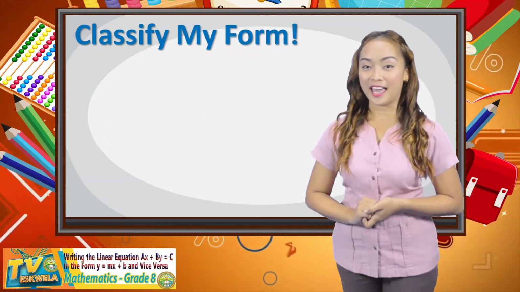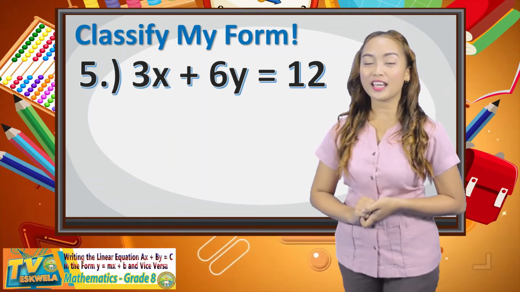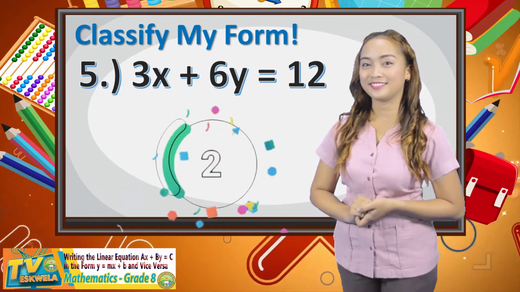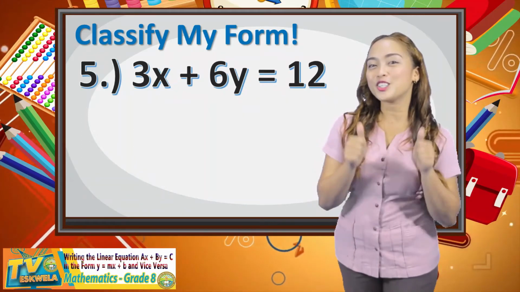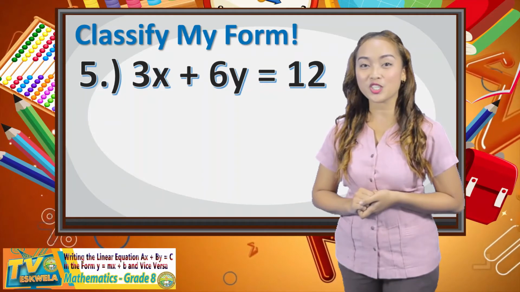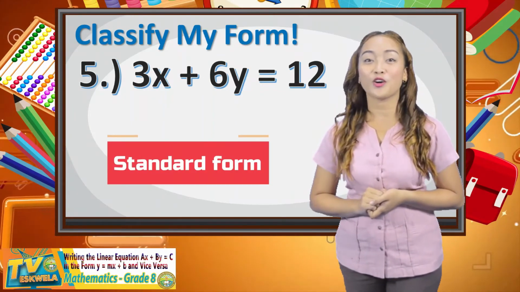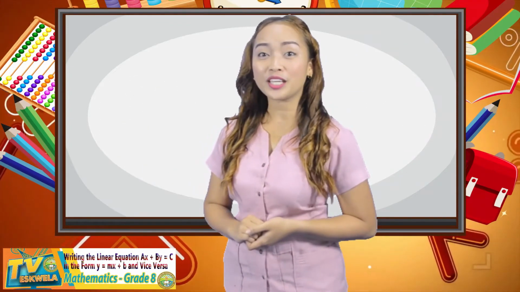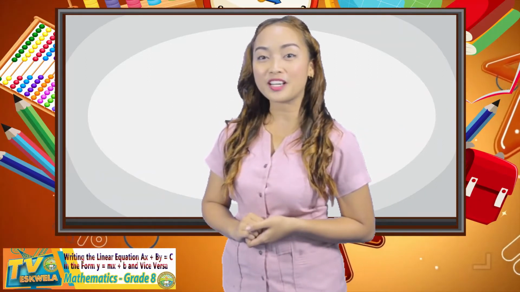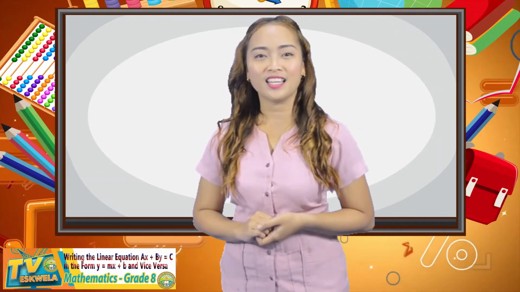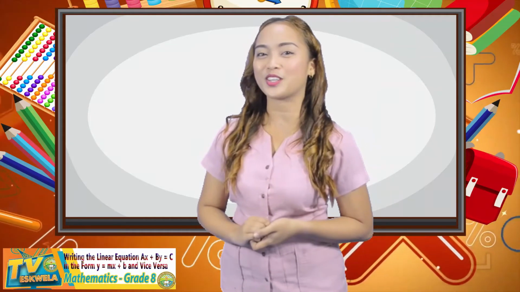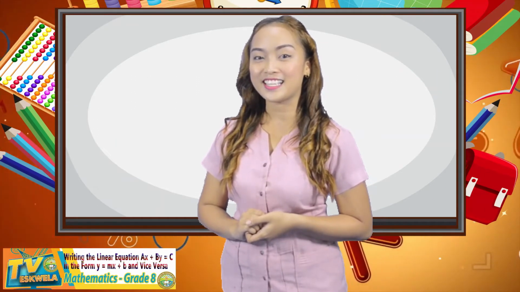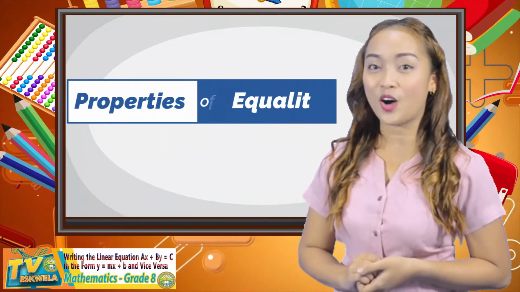Last equation. We have number 5, 3x plus 6y is equal to 12. Good job! Obviously, the given equation is in standard form. You did very well. Now, since you can perfectly distinguish between these two forms, let us add to this prior knowledge another lesson you learned during your Grade 7 days. And this is all about the properties of equality.